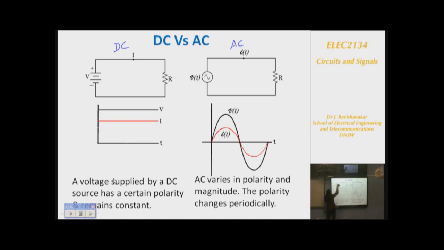Now here, first note the difference between this voltage source and this voltage source. What's the main difference here? We have a voltage represented as capital V. This voltage is a small v and it varies with respect to time. It's a function of time, v of t. So it is time dependent. So the AC voltage source here is time dependent.